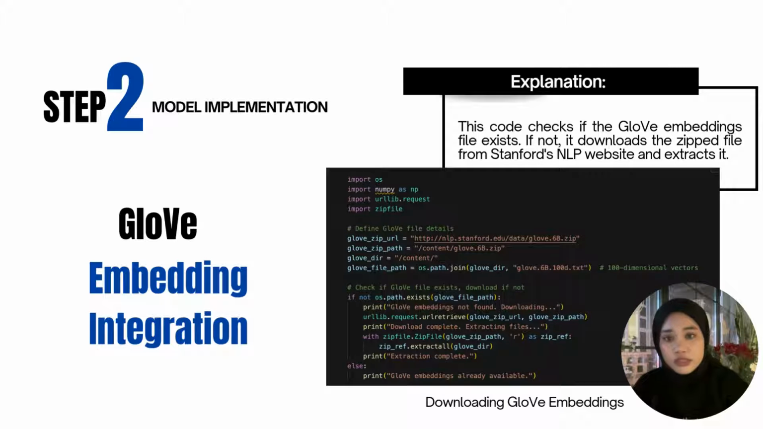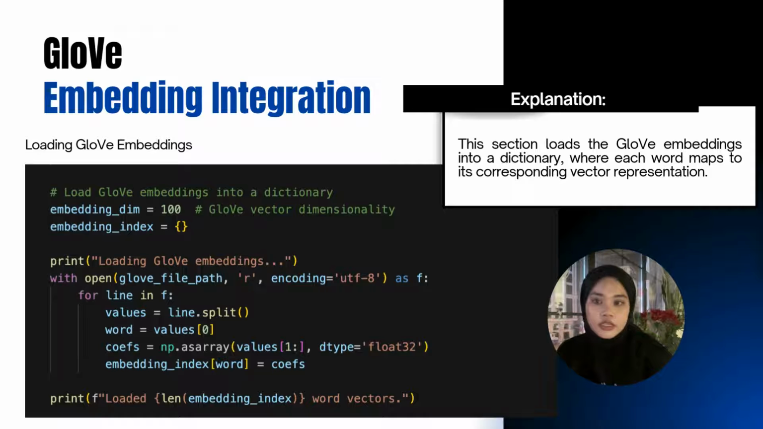This checks if the GloVe embedding file exists. If not, it downloads the zip file from the Stanford NLP website and extracts it. And this is how I do it. For the GloVe embedding integration, I have three steps. First, downloading, second, loading, and third, creating the GloVe embedding. Actually there are a lot of steps, but I didn't include them in this video because there are so many. But you can check the code that I have made.